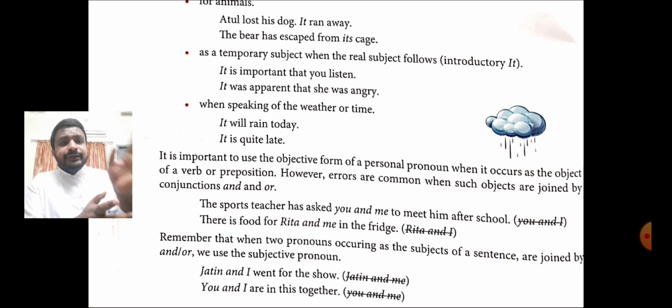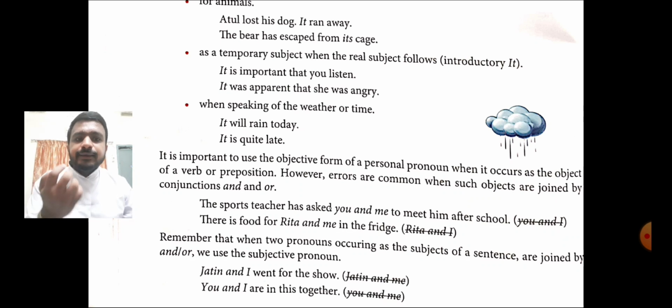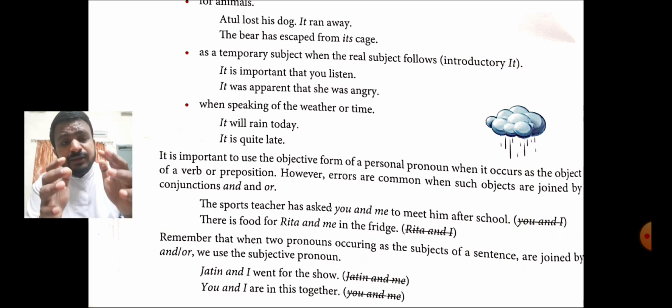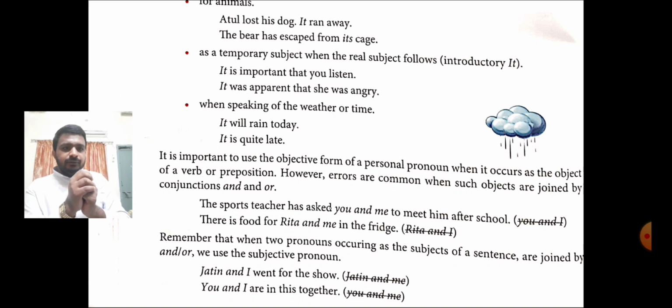But when they come as two pronouns together as the subject of a sentence, we need to use the subjective form. For example, Jatin and I went for the show. You and I are in this together. Then we cannot say you and me or Jatin and me, because those things have come as the subject of the sentence.